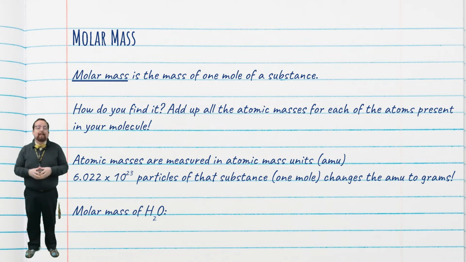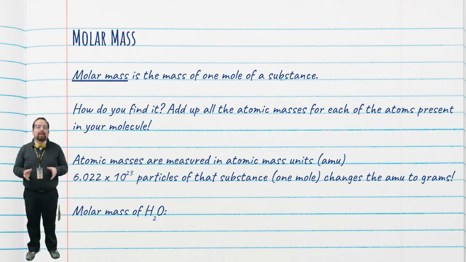The molar mass of a substance is how much 1 mole, or 6.022 times 10 to the 23 particles of that substance, weighs in grams. The average atomic mass that you find on the periodic table tells you how much a single atom weighs in atomic mass units, or AMU. If you have a mole of atoms, that mass in AMU turns into the same number but in grams.